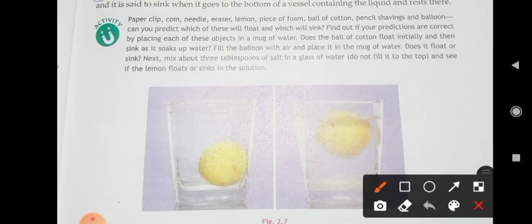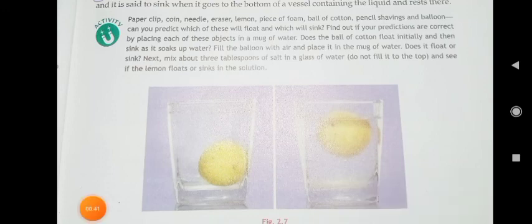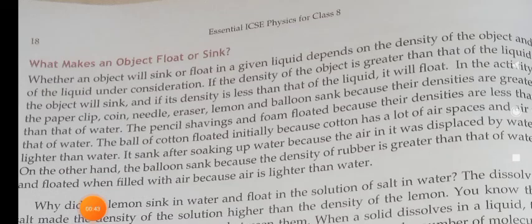What about the first one? The first one, the lemon is just below the surface of the liquid, so it is said to be sinking. Okay, children, do you understand? Yes.